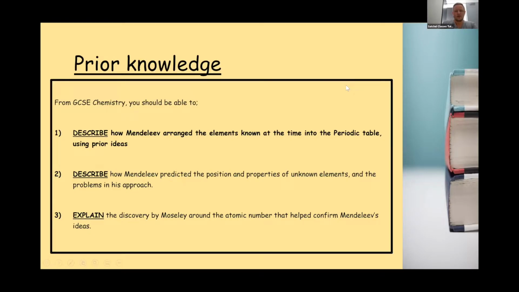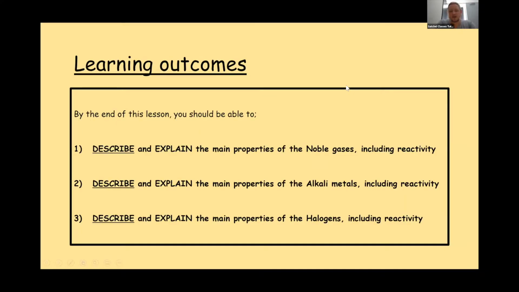where here we're going to describe and explain the main properties of the noble gases, including their reactivity. Then we'll move on to a different group and we'll describe and explain the main properties of the alkali metals, again including their reactivity. Finally, we'll describe and explain the main properties of the halogens, again including the reactivity.